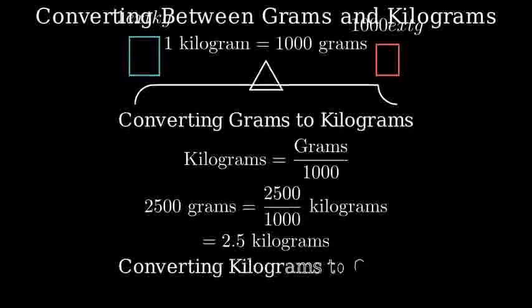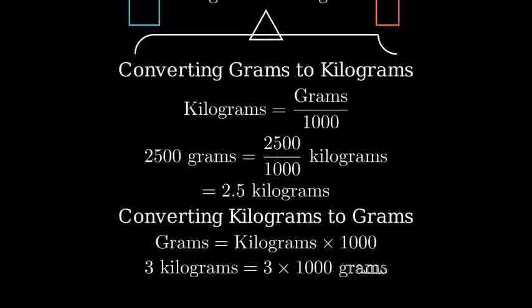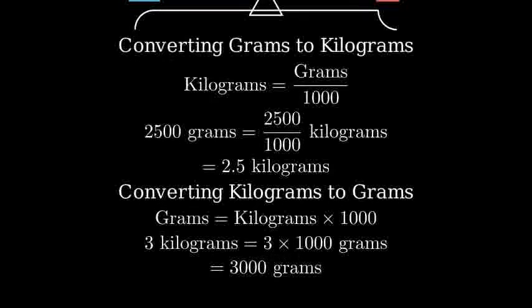Now, let's look at converting from kilograms to grams. To convert kilograms to grams, we multiply by 1,000. For example, let's convert 3 kilograms to grams. We multiply 3 by 1,000, which gives us 3,000 grams.